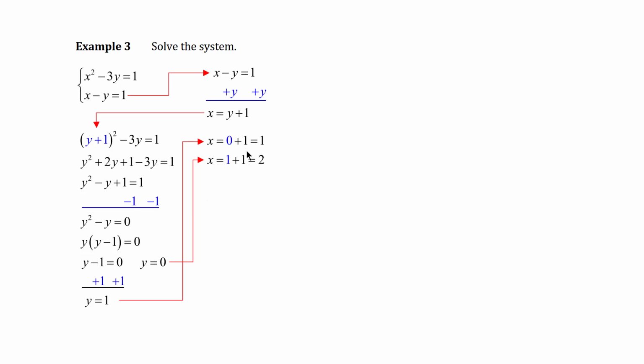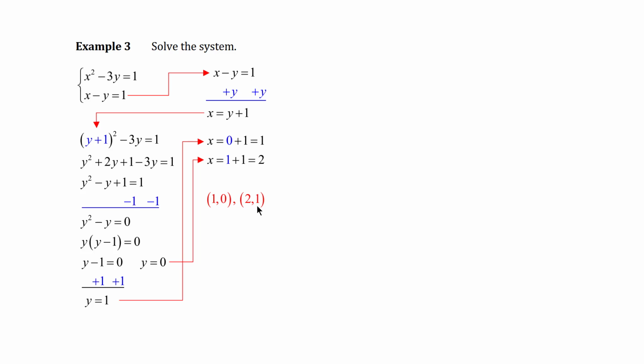Next, we take the value of y equals 0 and substitute it into the same equation. We get x equals 1 plus 1, which is equal to 2. This results in two solutions. So we have 2 points, one at (1, 0), and the other point at (2, 1).